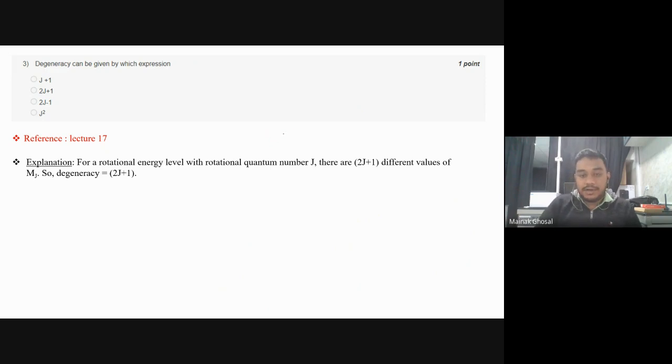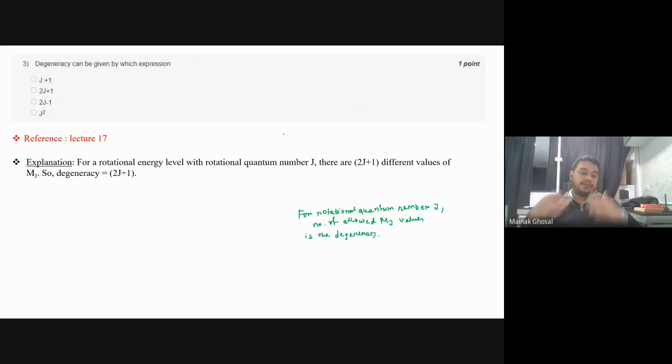for the rotational quantum number J, the number of allowed mJ values is the degeneracy. So the number of allowed values of mJ is the degeneracy.